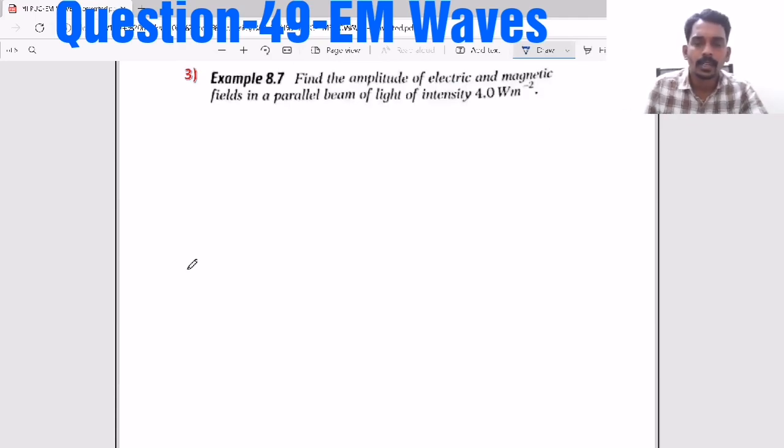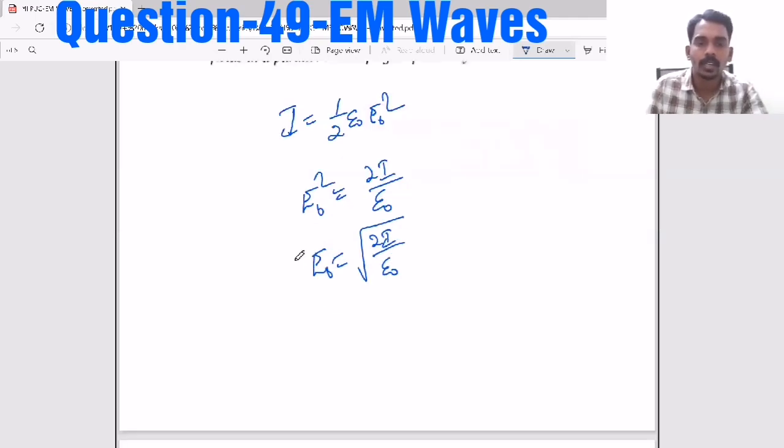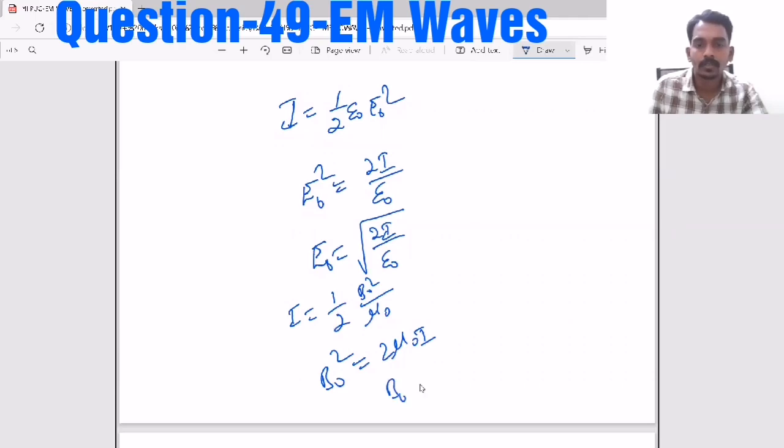Now find the amplitude of the electric and magnetic field in a parallel beam of light of given intensity. The intensity formula is half epsilon naught E naught square, so E naught square equals 2I by epsilon naught, so E naught equals under root 2I by epsilon naught. Another formula is intensity equals half B naught square by mu naught, so B naught square equals 2 mu naught I, then B naught equals under root 2 mu naught I.